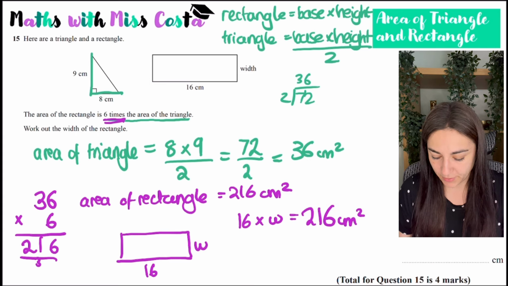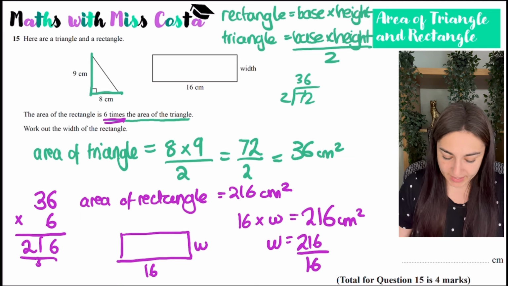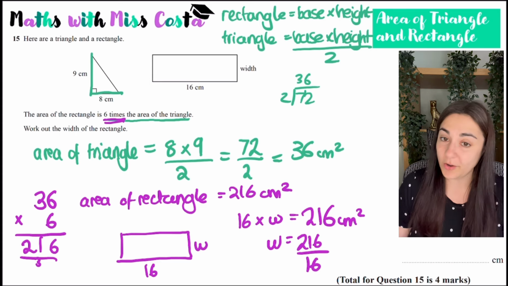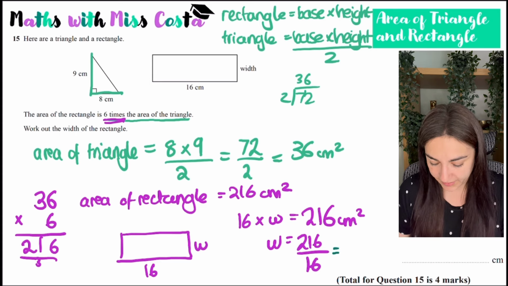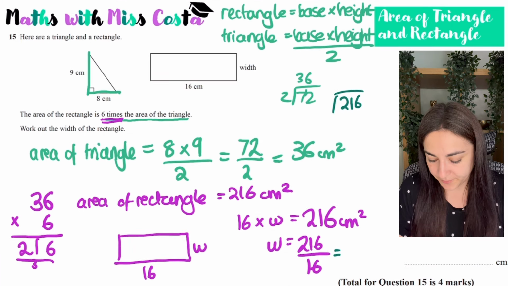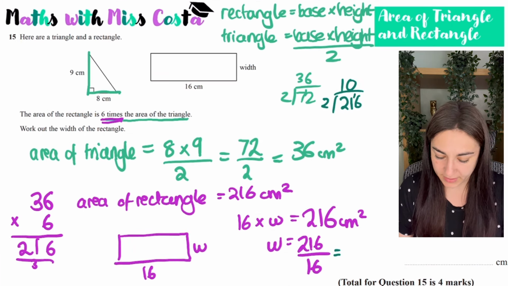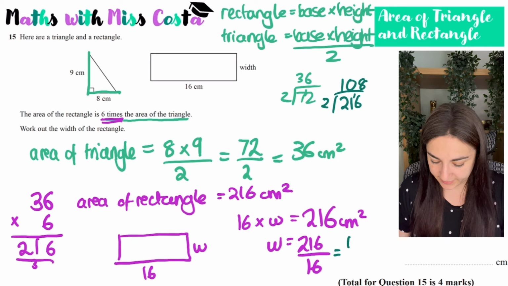Now I know that 16 times by the width equals 216, because that's how I work out area. So in order to work out what the width is, I'm going to need to do 216 divided by 16. And you can do this using the bus stop, or you can just divide. So let's just start by dividing by 2. 216 divided by 2. 2's into 2 go once, 2's into 1 go 0, 2's into 16 go 8, so that would be 108 divided by 8.